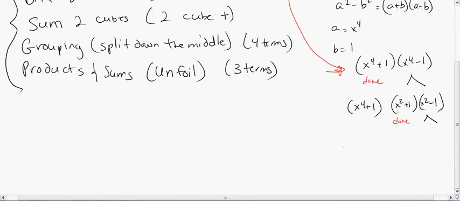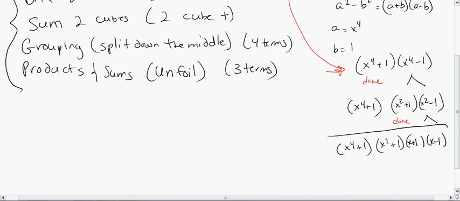All right, let's bring down the done ones. X to the 4th plus 1, done. X squared plus 1, done. X squared minus 1 is going to become 2 more factors: x plus 1 and x minus 1. And now those are both done. X plus 1, no greatest common factor. No more squares or cubes there. Same with x minus 1. Here it is, your final answer.